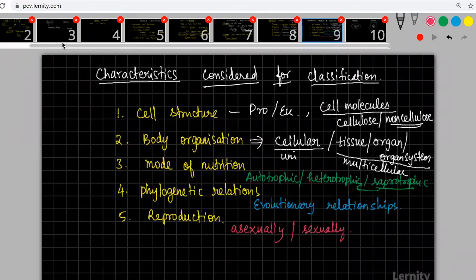Whenever I'm talking about saprotrophic, it means something which will feed on dead and decaying substances. Saprotrophy is a type of nutrition where the organism will depend on dead and decaying substances. You talk about fungi. Fungi will be decomposing. Anything which decomposes is a saprotroph. Okay, so based on these 5 criteria, he classified the group of organisms. So quickly take this down.